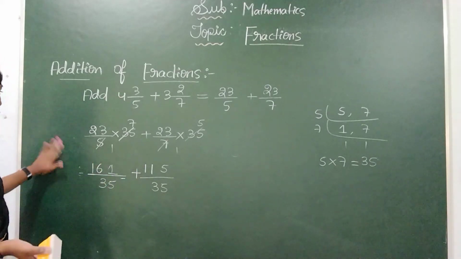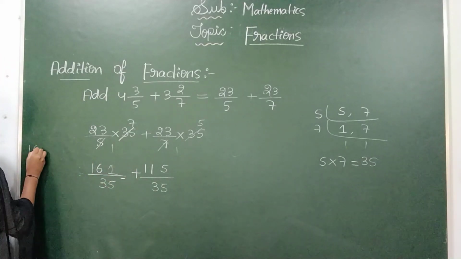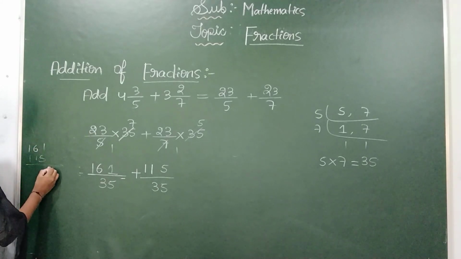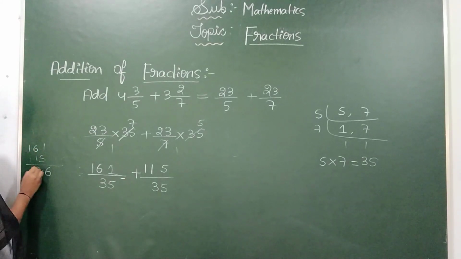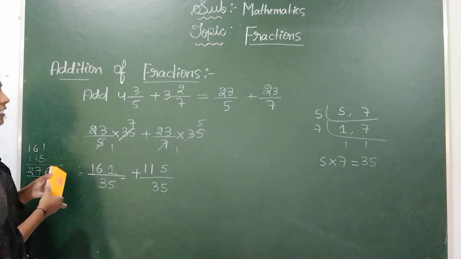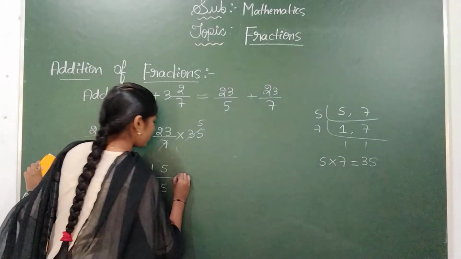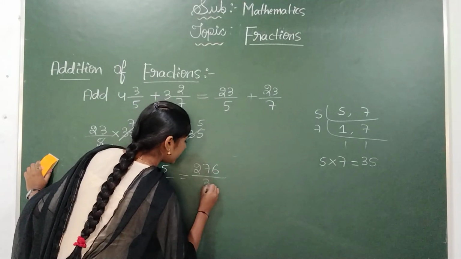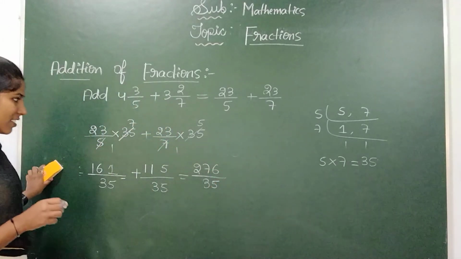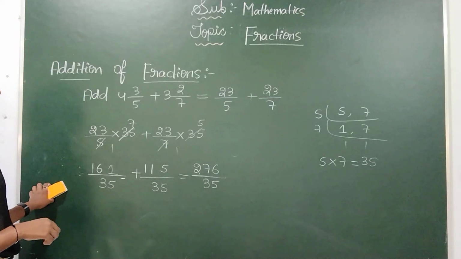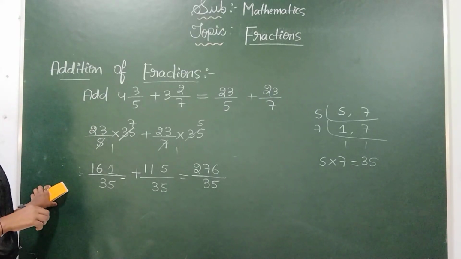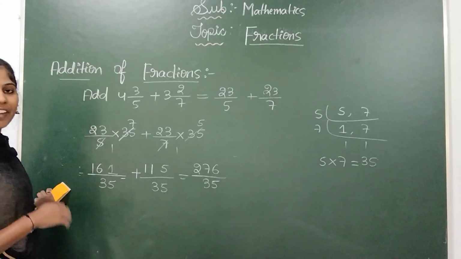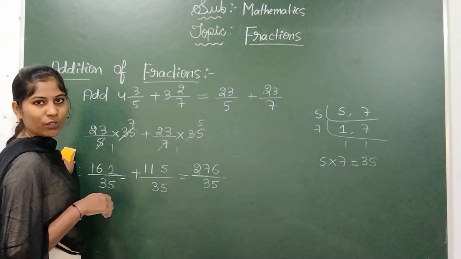Add the numerators, 161 and 115. 5 plus 1, 6. 6 plus 1, 7, and 2, 276. What is the answer? 276 divided by 35. This is the answer. So you can add any fractions: like fractions, unlike fractions, or mixed fractions also.